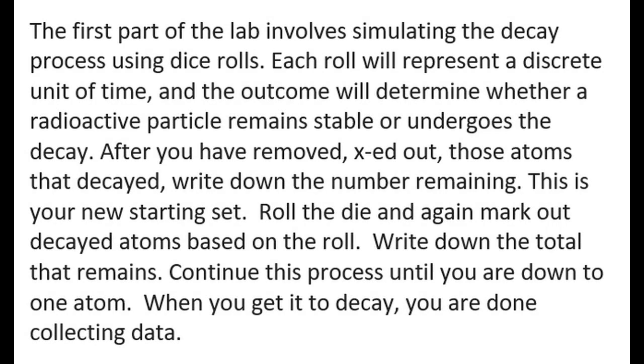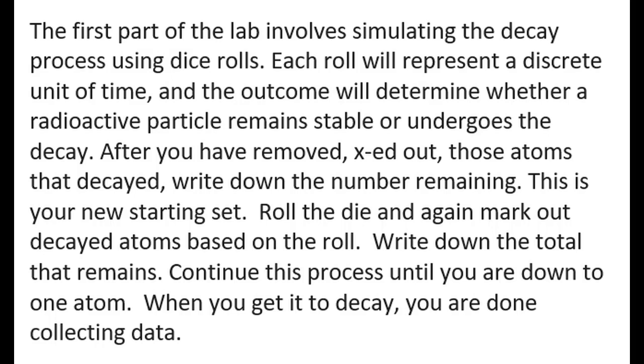The first part of the lab involves simulating the decay process using dice rolls. Each roll will represent a discrete unit of time, and the outcome will determine whether a radioactive particle remains stable or undergoes the decay. After you have removed, X'd out, those atoms that decayed, write down the number remaining. This is your new starting set.